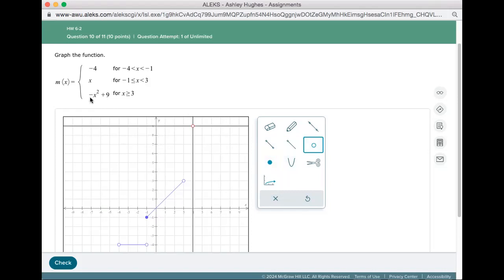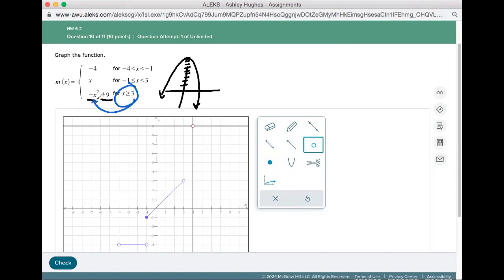Lastly, we have the parabola. So this parabola, I know that it opens down because of this negative, and it should have a y-intercept of 9. So I know the parabola should be up 1, 2, 3, 4, 5, 6, 7, 8, 9, and it should look like this. But we're only wanting to graph the part to the left of 3.